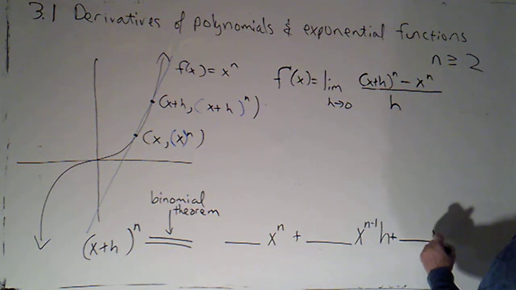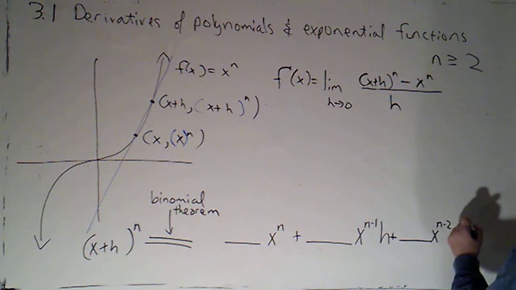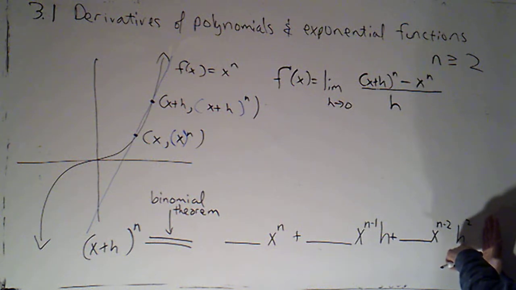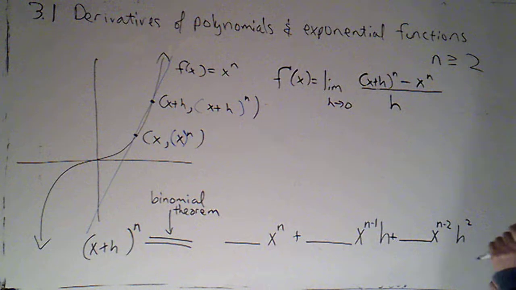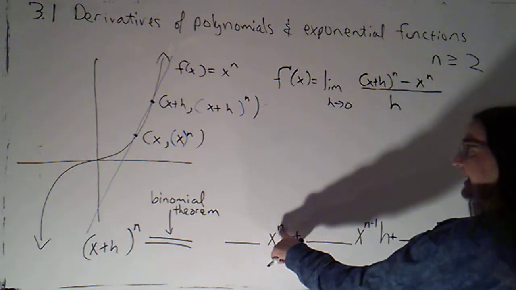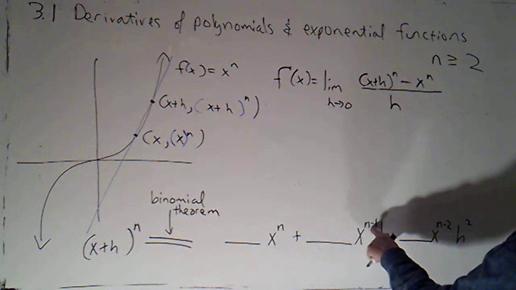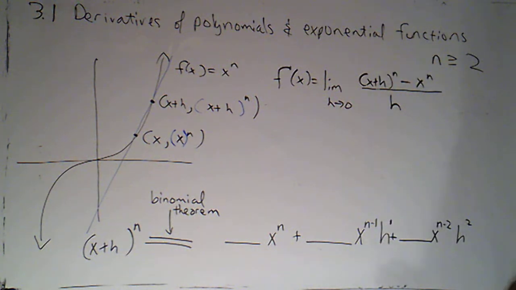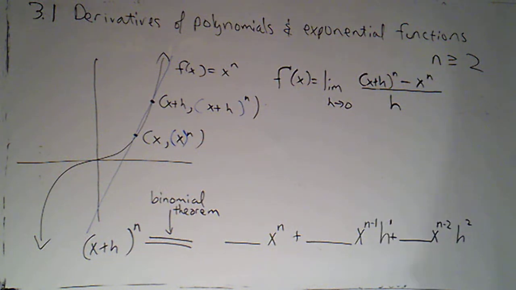So if I have one less x, I'm going to have one more h. So if I have n minus 2 copies of x, I would have 2 factors of h, so that the exponents always add up to n. Here I've got n x's and 0 h's. n plus 0 is n. Here I've got n minus 1 x's. I could write h as h to the first. n minus 1 plus 1 is n.